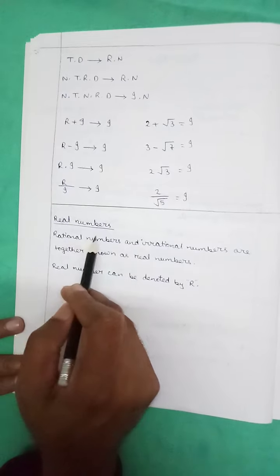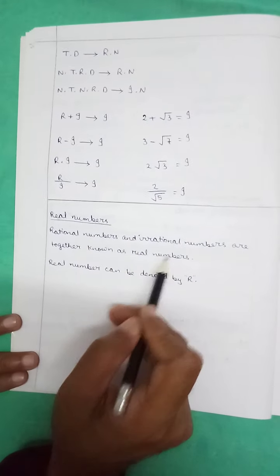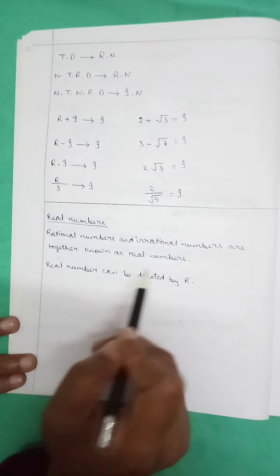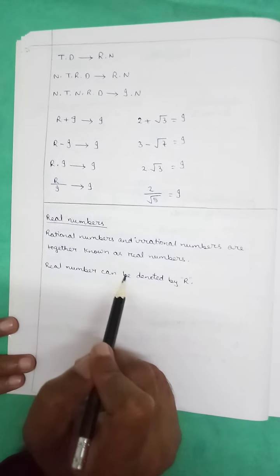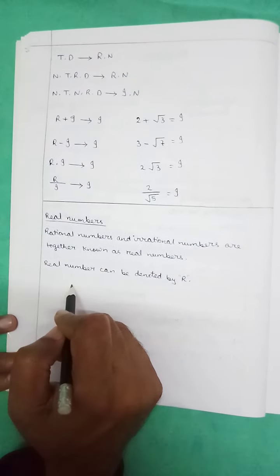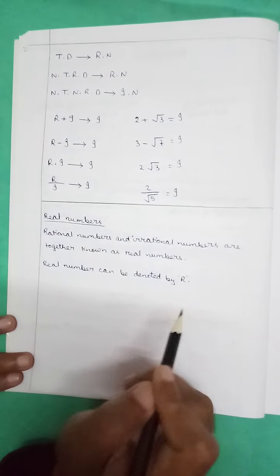So rational and irrational numbers together are known as real numbers. So under real numbers, rational also will come, irrational also will come. And remember that real numbers can be denoted by capital R.